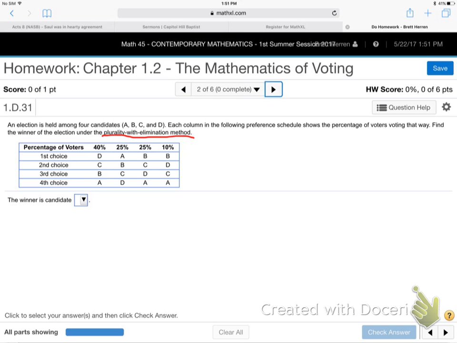And the percentages, don't worry about that at all. Don't make them decimals or anything. Just treat them like actual vote numbers. You know what I mean? Don't even worry about the 40%. Just say, hey, that's like 40 people. That's like 25 people. That's like 25. That's like 10. It'll work totally fine. Percentage just means that part. 10% of the voters is like 10 voters out of 100. Just treat it that way.